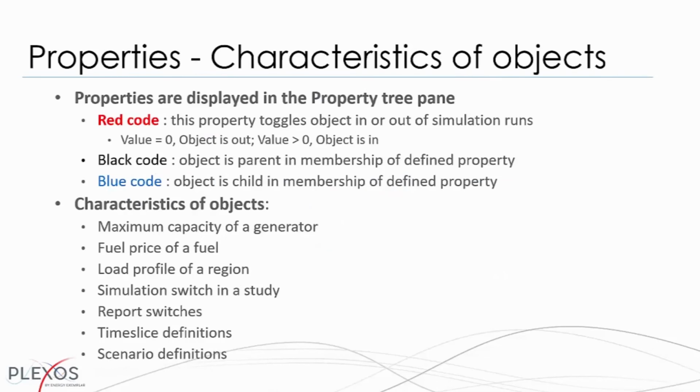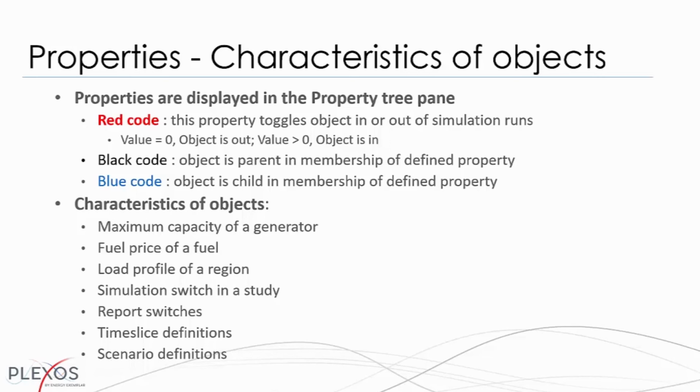The third element is properties, which are characteristics of objects. Properties are displayed in the property tree pane right underneath the membership. It also comes with color coding, red, black, or blue. Red toggles the object in or out of simulation runs. If the value equals 0, the object is out. If the value is greater than 0, the object is in. Black code: the object is parent in this membership or defined property. And for the blue code, the object is child in memberships or defined property.